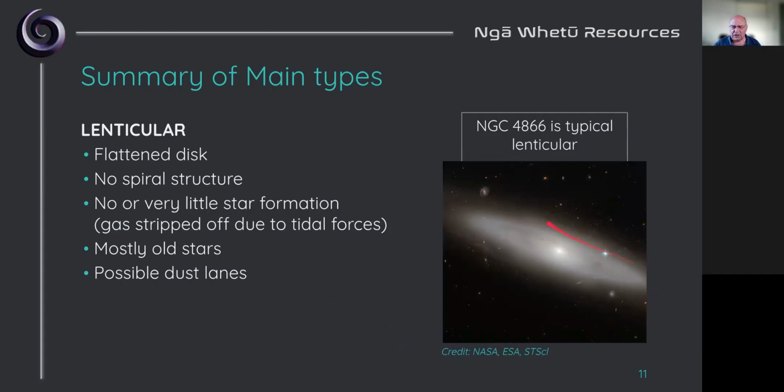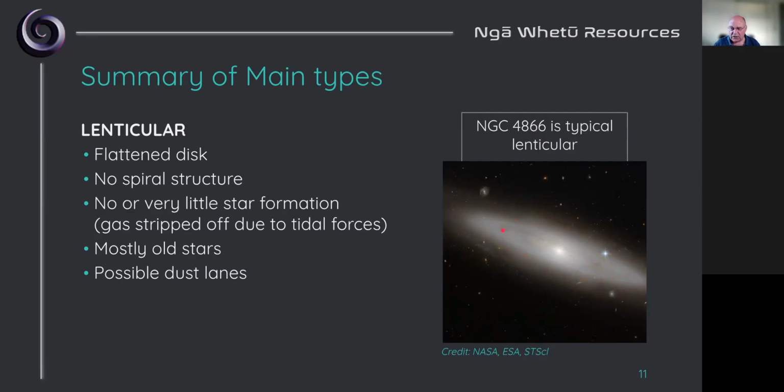It is more or less a flattened disk. That's why you don't call it an elliptical. But there's generally no spiral structure to be seen. In this case, it's a very, very famous example, NGC 4866, of what is called a lenticular galaxy. But we see it on an angle, so we can't look face down. But there is no evidence in this image clearly of any spiral structure.